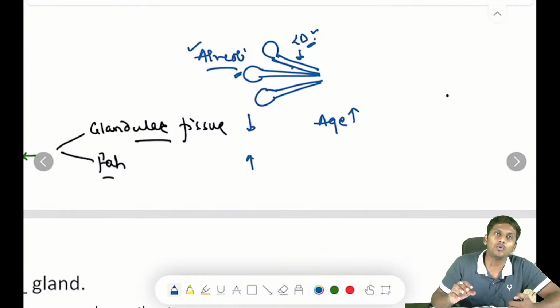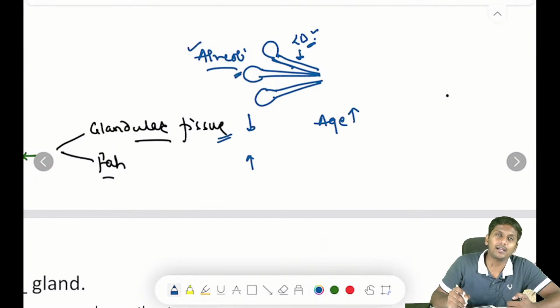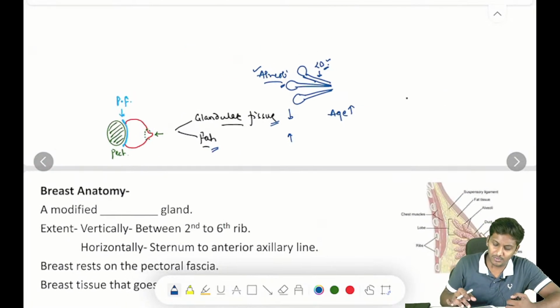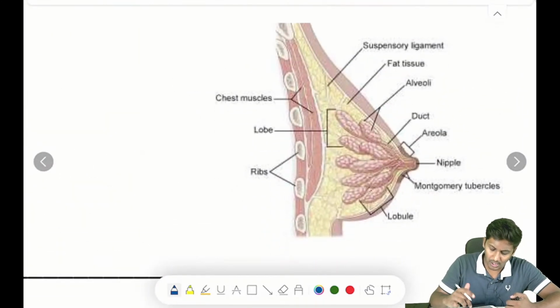Therefore, patients who are in the reproductive age group will have a greater amount of glandular tissue in the breast, but the patients who are in the menopausal age group will definitely have more fat tissue in their breast. That you have to be aware of. Got it? So this is the breast. How does it look like?